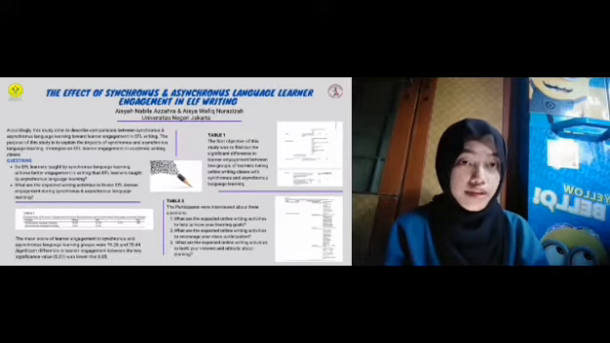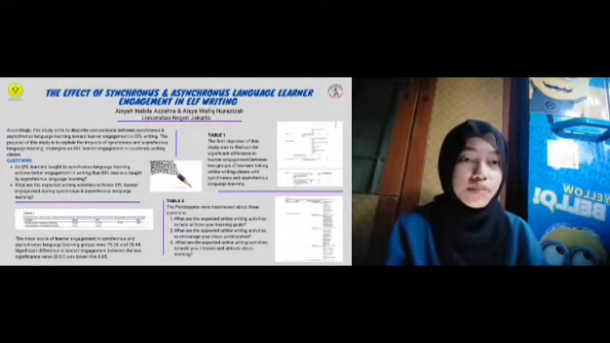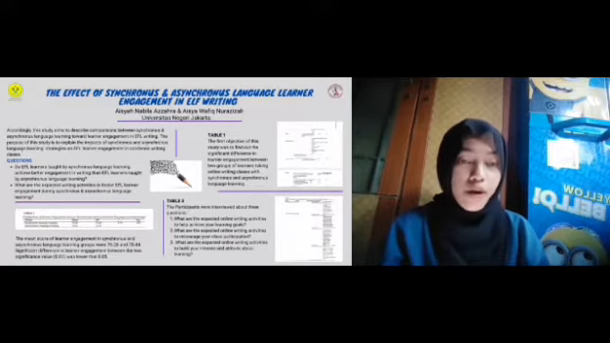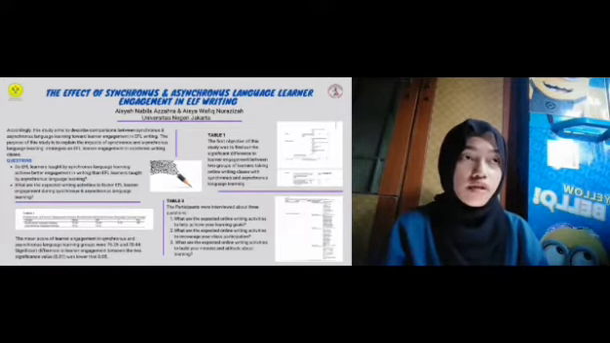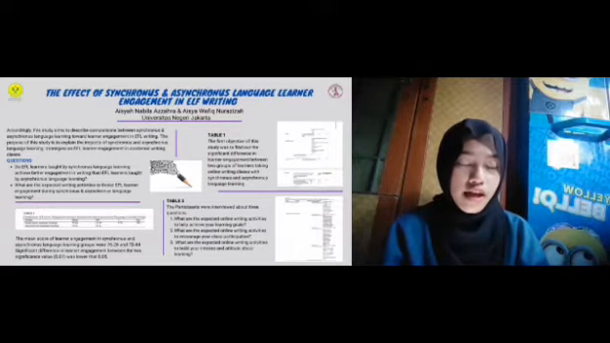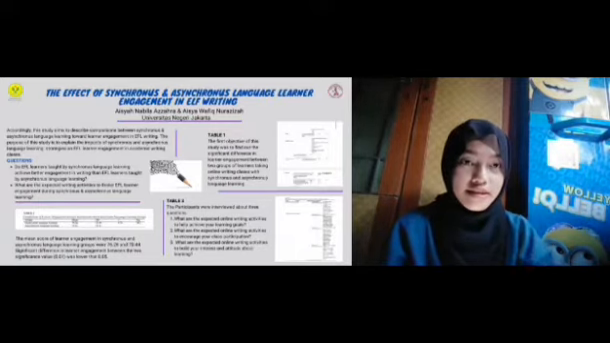So the study contributes to the current literature on the impact of synchronous and asynchronous language learning on EFL learner engagement in online writing. And the study tried to explain the impact of synchronous and asynchronous language learning strategies on EFL learner engagement in academic writing classes.